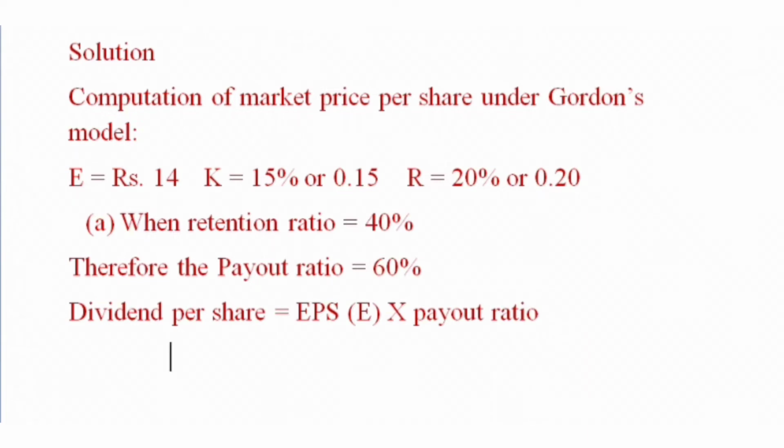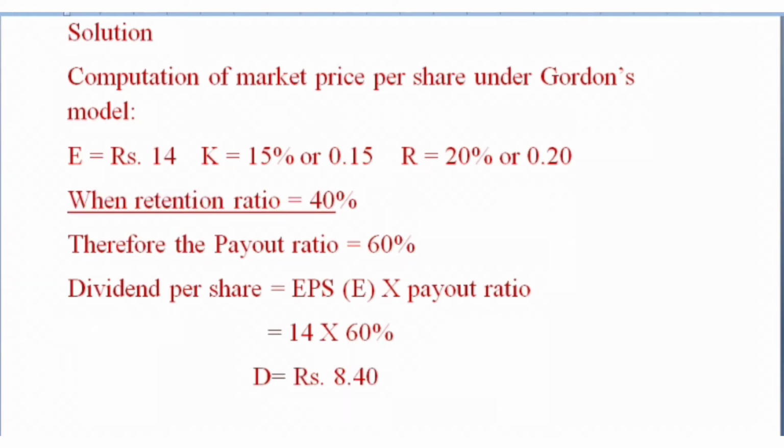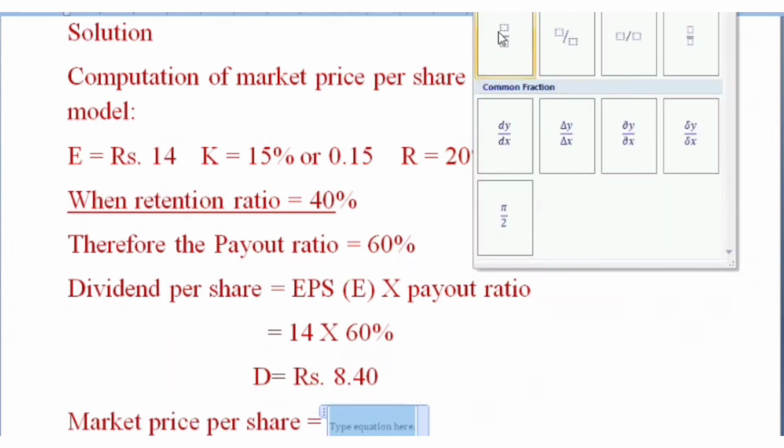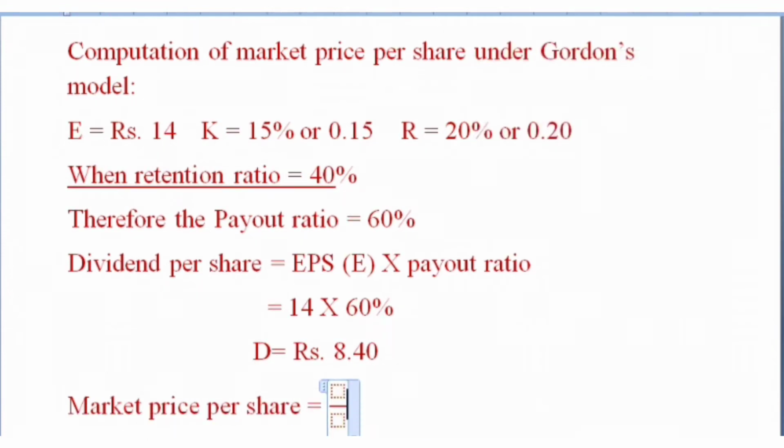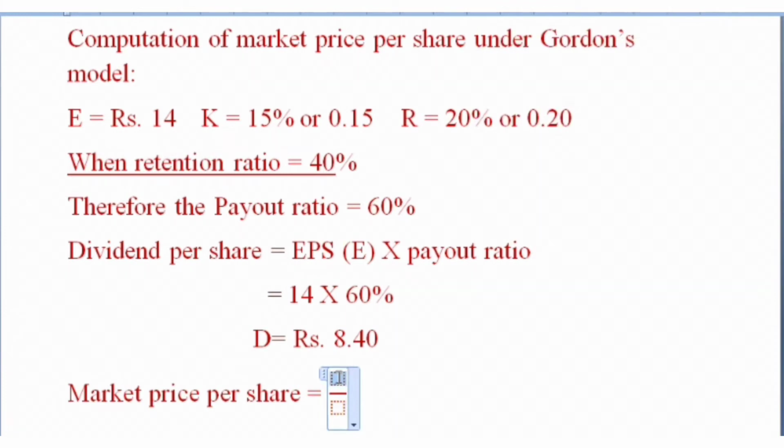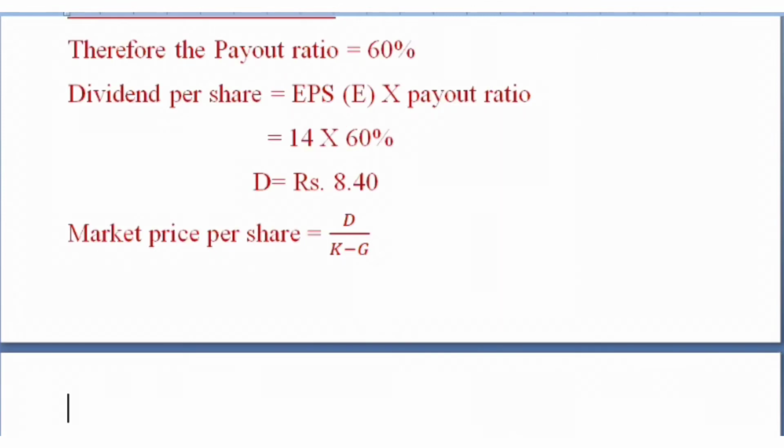We have both things, EPS as well as payout ratio. EPS is 14 rupees, and the payout ratio is 60%. So the dividend per share will be rupees 8.40, that is 8 rupees 40 paise. For calculating the market price per share under Gordon's model, we have a formula: D divided by K minus G. D is dividend per share, K is cost of capital, and G is the growth rate.